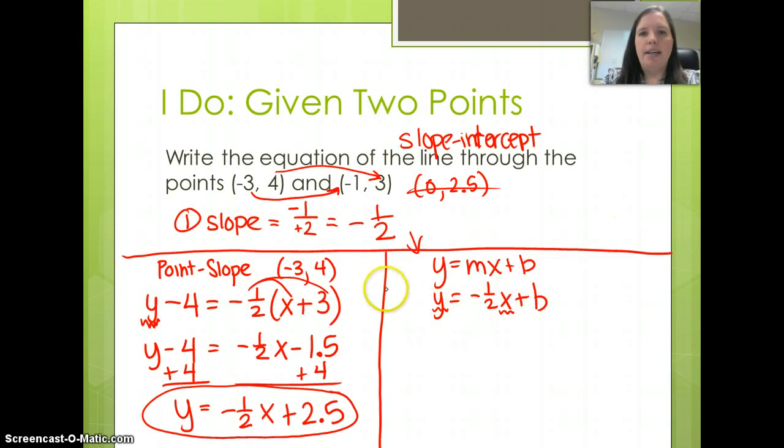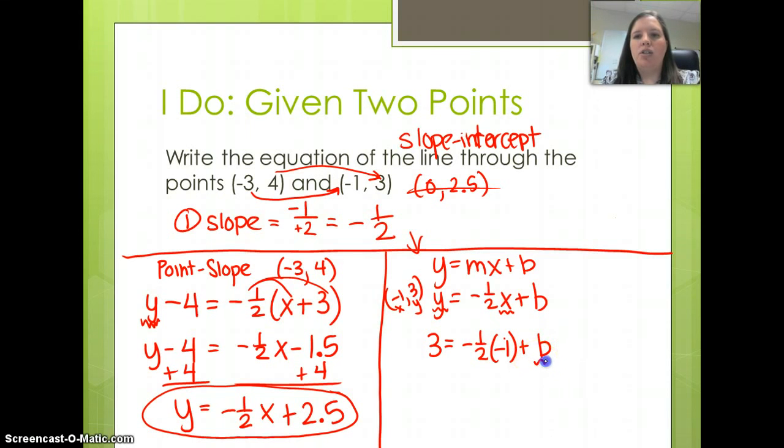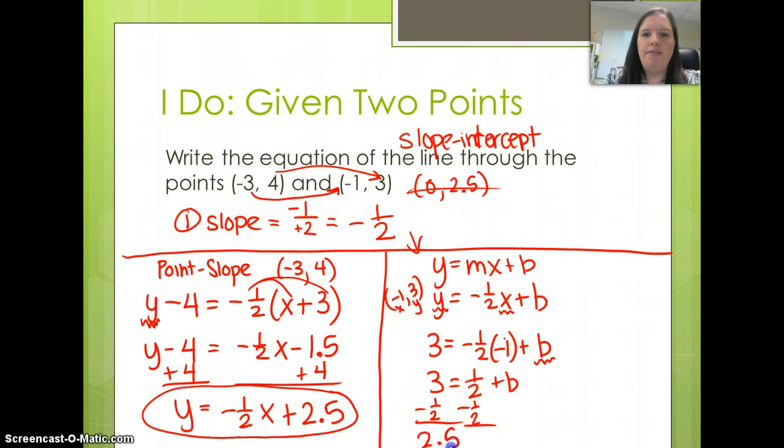So if I choose the point, say, -1, 3, -1 represents an x value, 3 represents a y value. If I plug those in, 3 equals -1/2 times -1 plus b. Now I've left myself the option where I can solve for b. 3 equals -1/2 times -1, which is 1/2, plus b. Now how do I get b alone? I would subtract 1/2 from both sides. So I get 2.5 equals b.